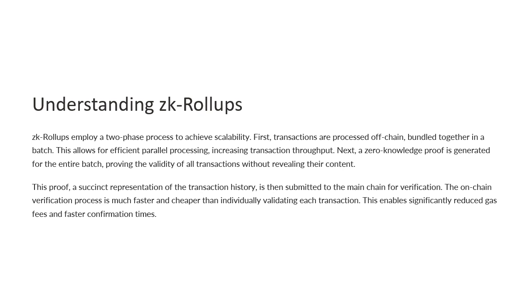ZK rollups employ a two-phase process to achieve scalability. First, transactions are processed off-chain and blended together in a batch. This allows for efficient parallel processing, increasing transaction throughput. Next, a zero-knowledge proof is generated for the entire batch, proving the validity of all transactions without revealing their content. This proof is then submitted to the main chain for verification, which is faster and cheaper than individually validating each transaction.